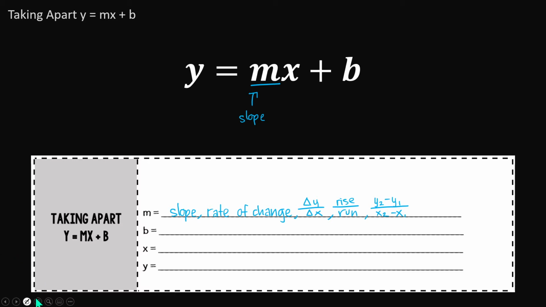Now let's talk about b. b is the y-intercept. And so b, the y-intercept, is kind of like a starting value. We call it the initial value. It's where a line crosses the y-axis.